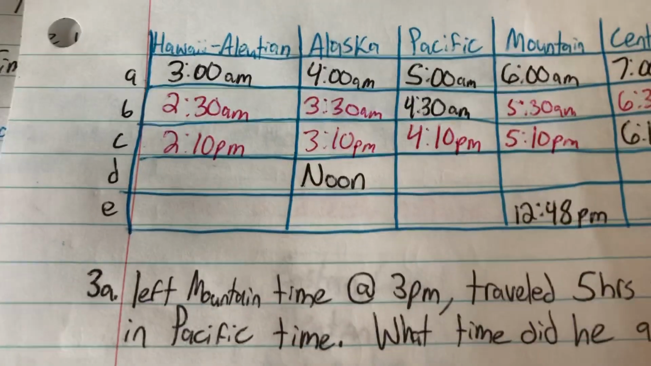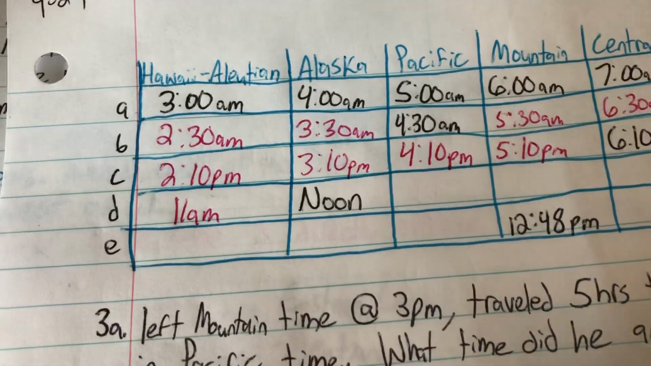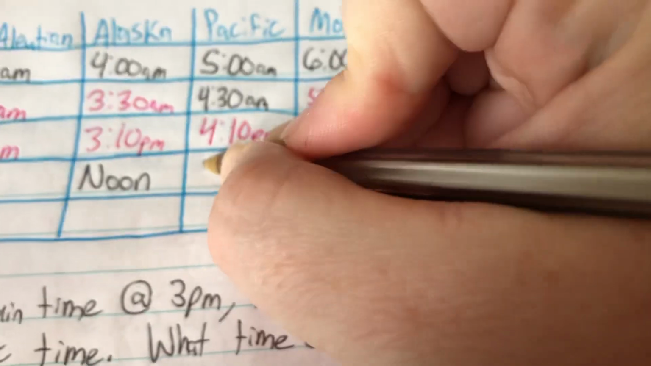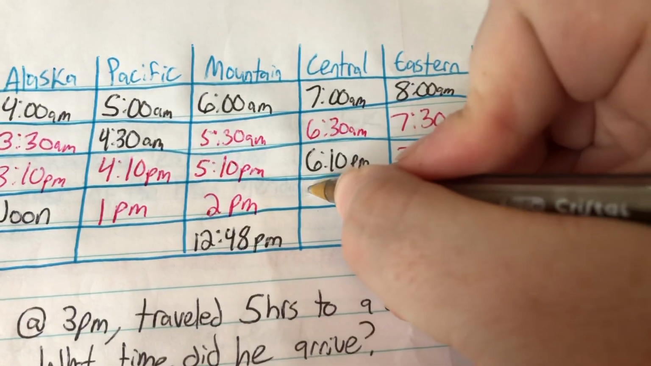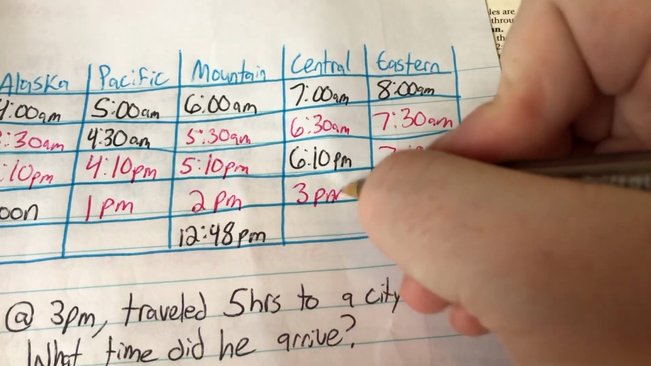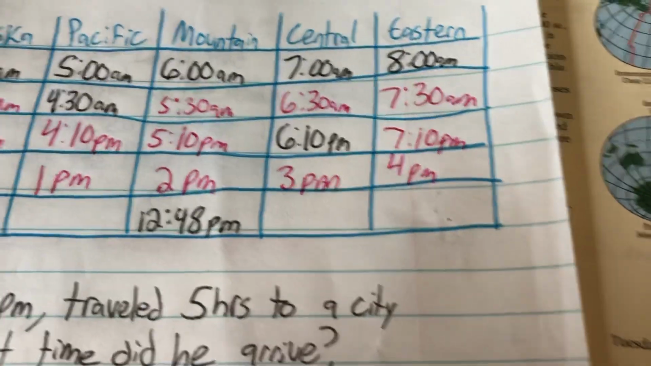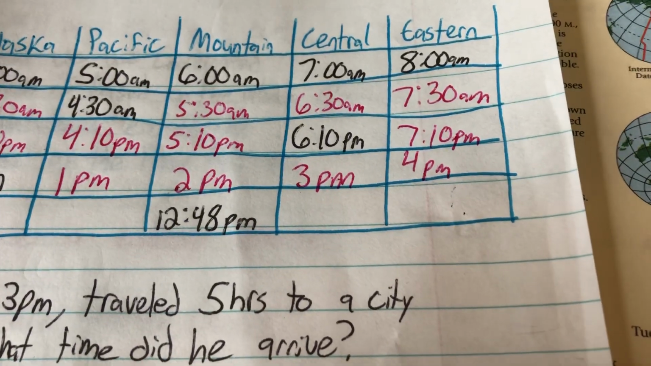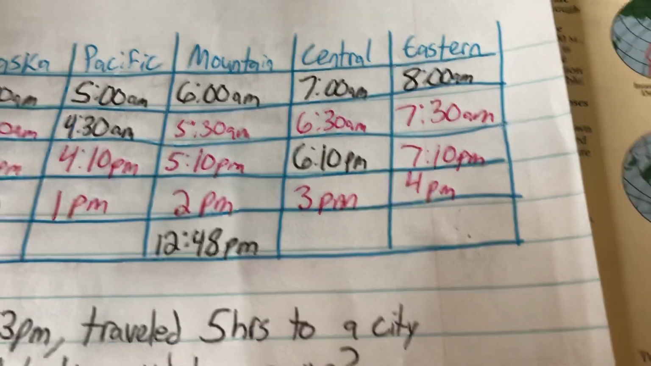Okay, for D, it gives us noon in Alaska, which would be to the left 11 a.m. for Hawaii Aleutian. For Pacific, we're getting an hour, so 1 p.m., 2 p.m., 3 p.m. for Central, and 4 p.m. for Eastern. If it is just on the hour, like 3 p.m., 4 p.m., I don't mind if you write it like that. If there are any minutes involved, then you need to make it look like the actual clock time, like 6:10 p.m., and so on.